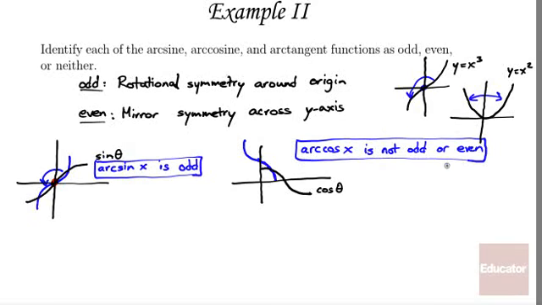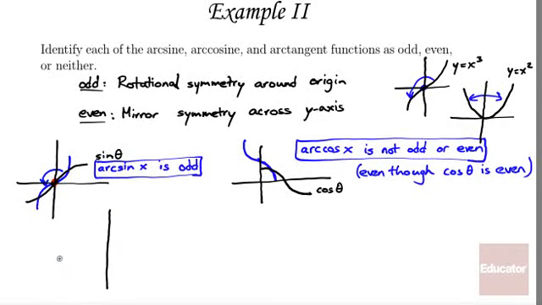Which is a little bit surprising because, if you remember, cosine theta is even. So it turns out that arc cosine of x is not odd or even, though cosine theta was an even function. And finally, arc tangent.